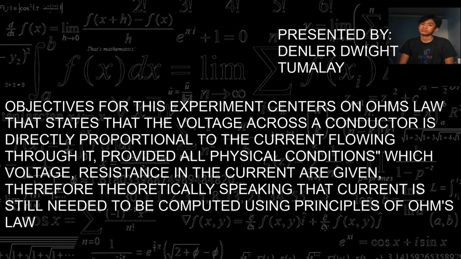The objectives for this experiment center on Ohm's law, which states that the voltage across a conductor is directly proportional to the current flowing through it, provided all physical conditions, which are voltage, resistance, and the current, are given. Therefore, theoretically speaking, the current still needs to be computed using principles of Ohm's law.